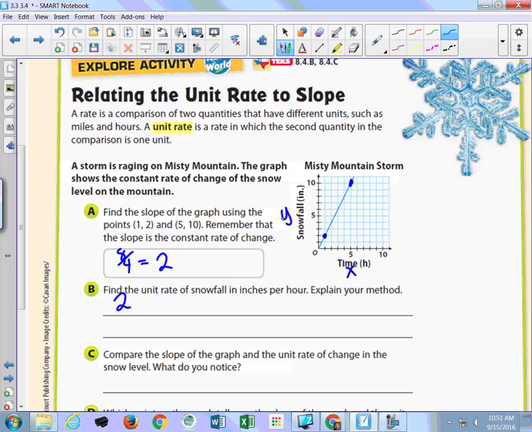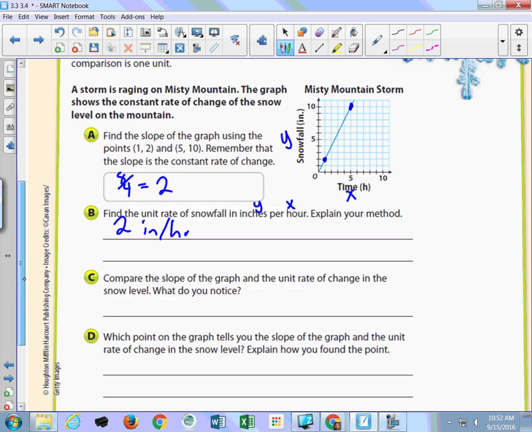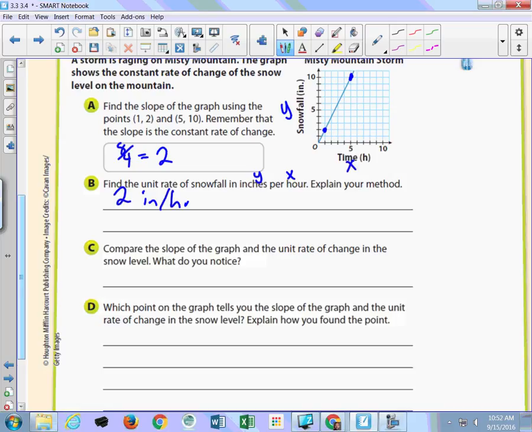And we're going to do that. Y per x, that's inches per hour. Okay, so that is 2 inches per hour. A little slash means per, so you don't have to write it out. I guess you could put IPH, but no one's ever heard of that. So, inches per hour.